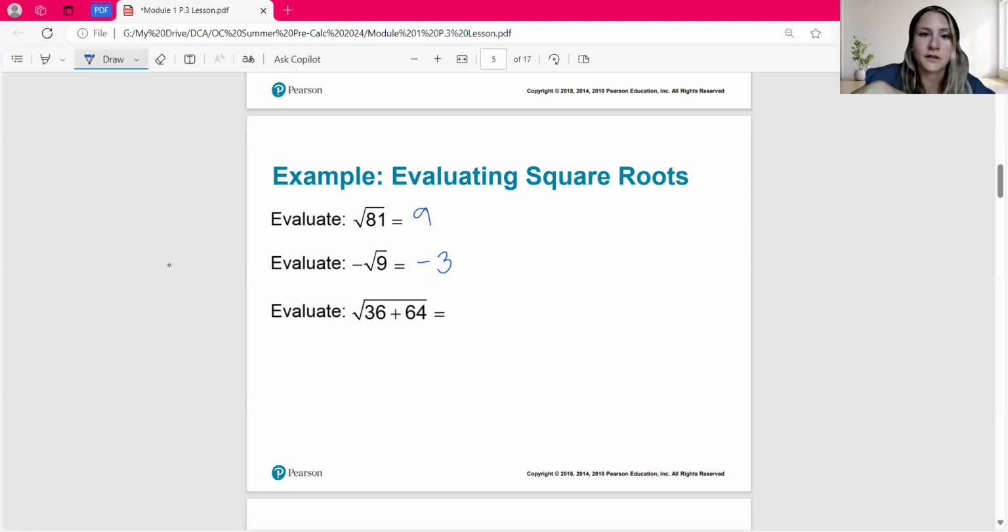And then we've got the square root of 36 plus 64. We can add what's under the radical, so we're going to get the square root of 100. And then I know I can simplify the square root of 100, and that's going to give me 10. Basic review of square roots. Pretty straightforward.